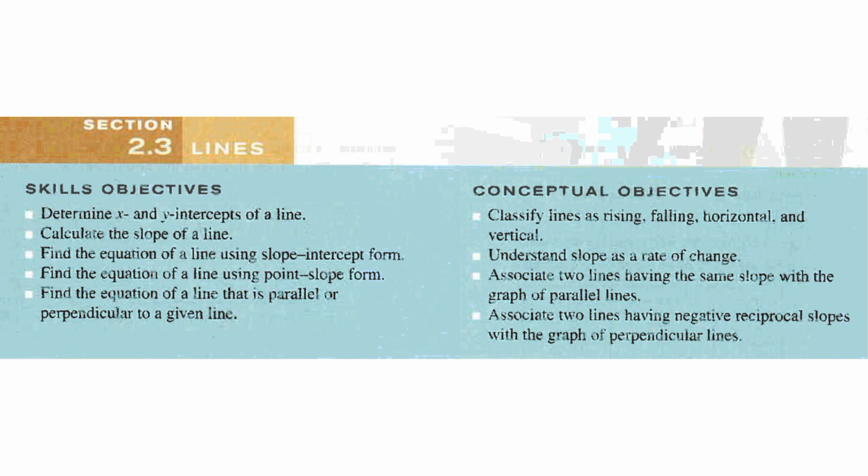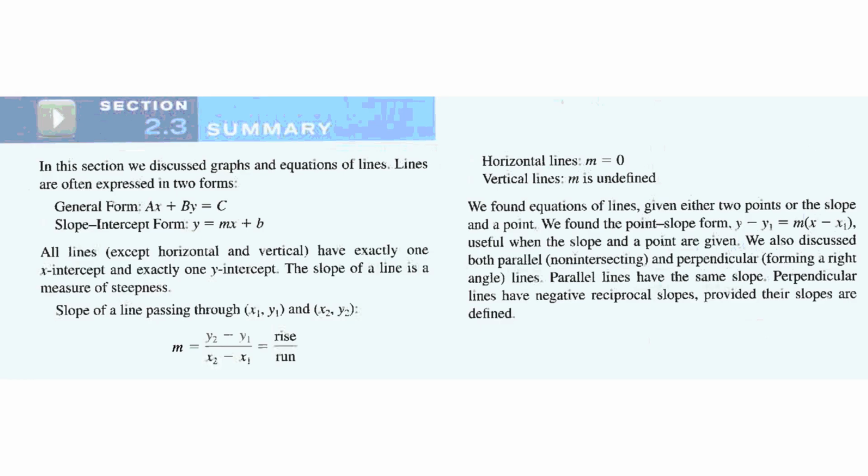So lines are going to be classified as rising, falling, horizontal, and vertical. And then we'll remember that slope is a rate of change. And if you have the same slope, you are parallel. Negative and reciprocal slope is perpendicular. All right, so if you want to pause and get the summary, you can do that now. We will be going through all of this in the next few slides.